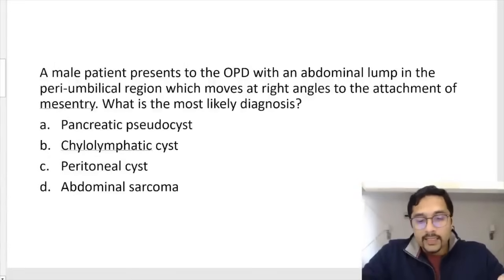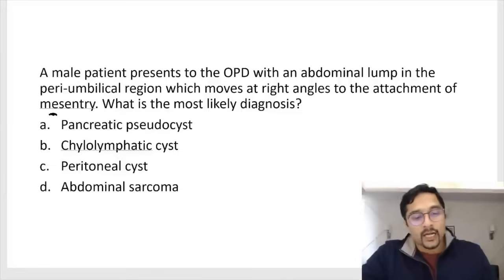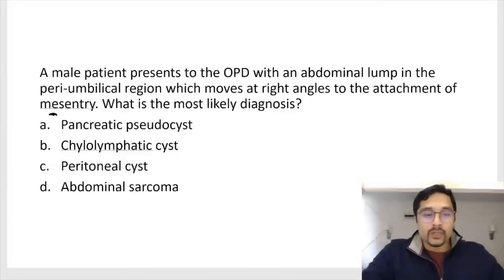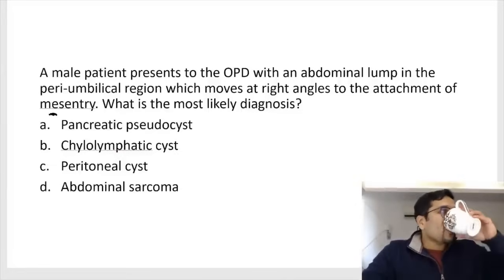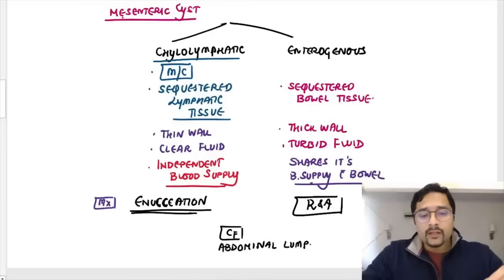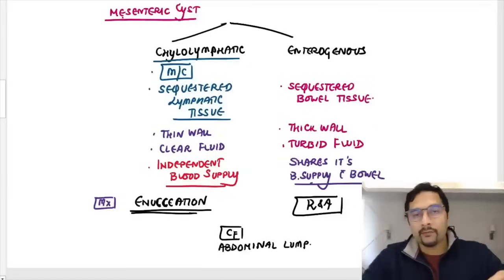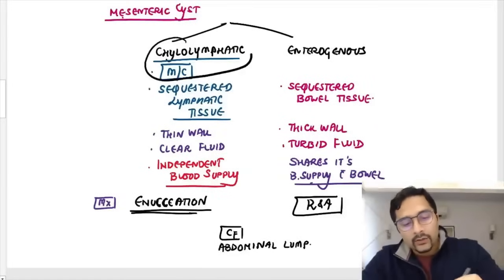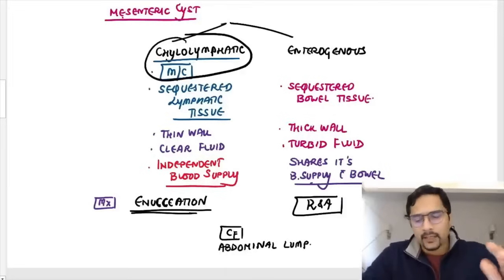A male patient presents to the OPD with an abdominal lump in the periumbilical region which moves at right angles to the attachment of the mesentery. What is the most likely diagnosis? This question was asked 2 years back in both the FMG exams. This is a patient with a mesenteric cyst, and the most common type is a chylolymphatic cyst. Mesenteric cysts can be of two types, chylolymphatic and enterogenous, and you should know that chylolymphatic cysts are the most common. That's all you should know.